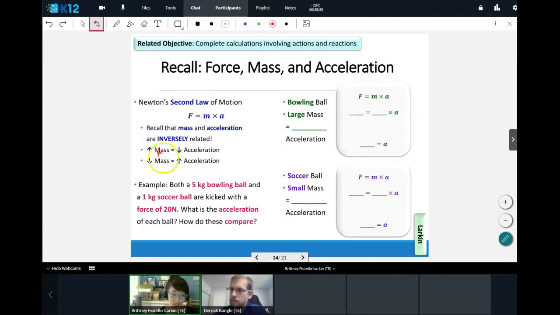Smiley faces or emojis in the chat if you remember that from when we last talked about Newton's second law, if that makes sense.